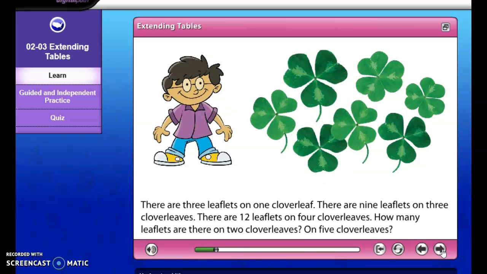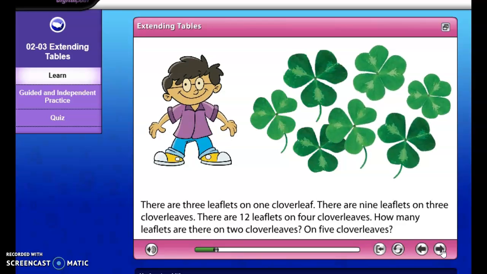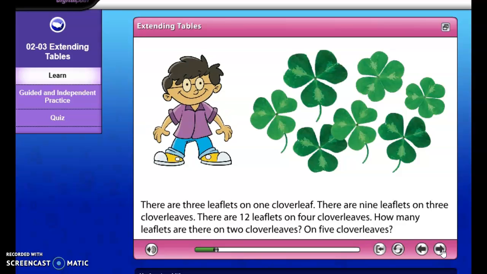There are 3 leaflets on 1 clover leaf. There are 9 leaflets on 3 clover leaves. There are 12 leaflets on 4 clover leaves. How many leaflets are there on 2 clover leaves? On 5 clover leaves?